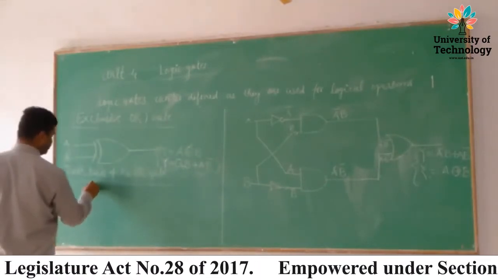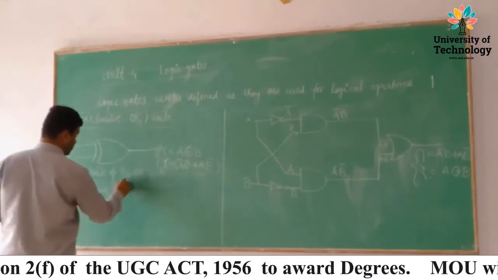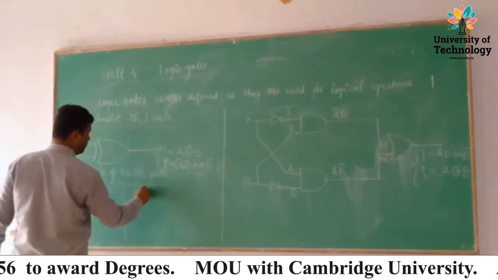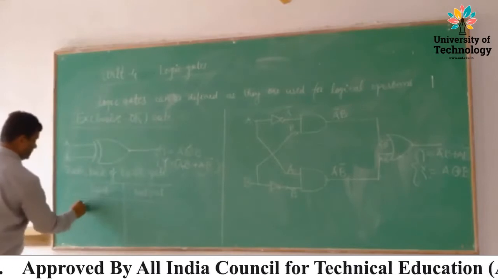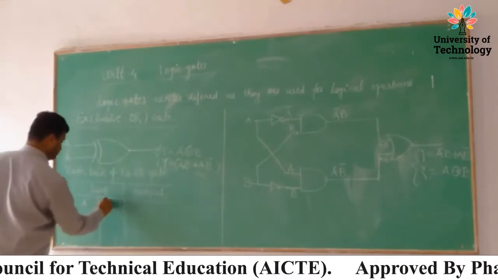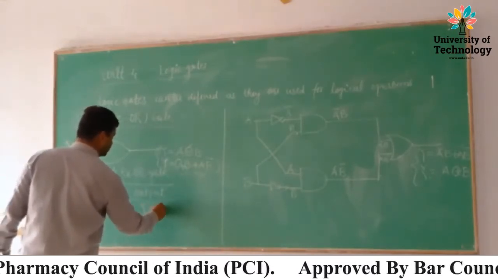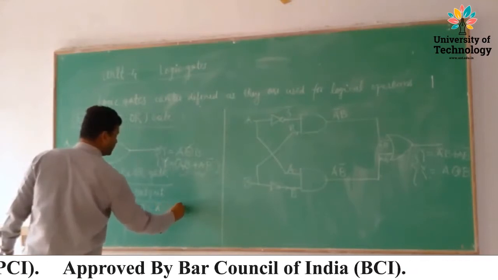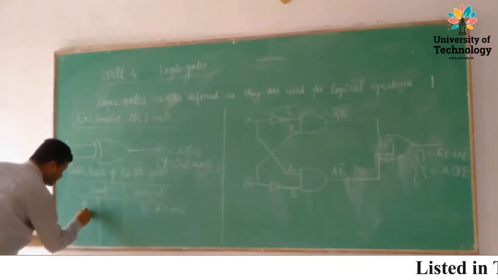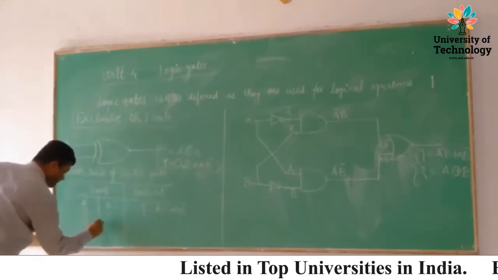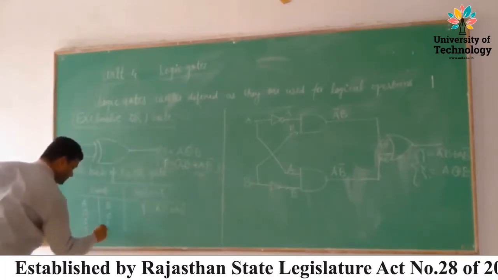At inputs A, B, output Y equal to A bar B plus A B bar. Combinations: 0 0, 0 1, 1 0, 1 1.